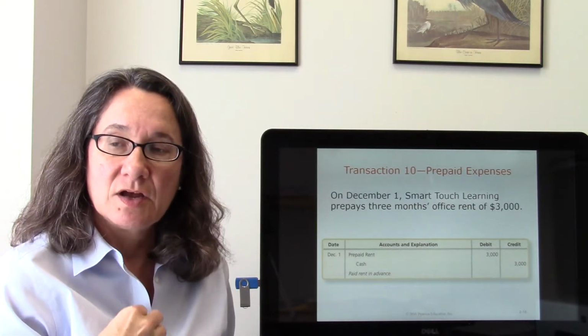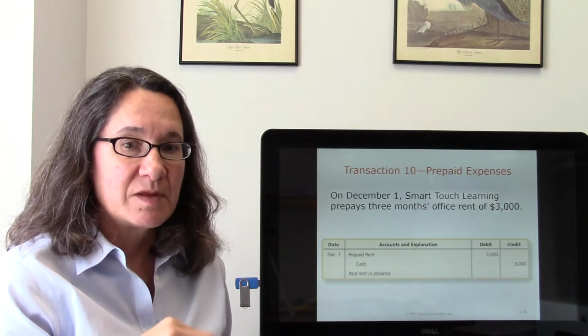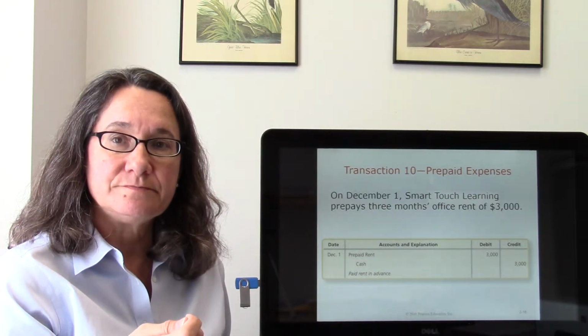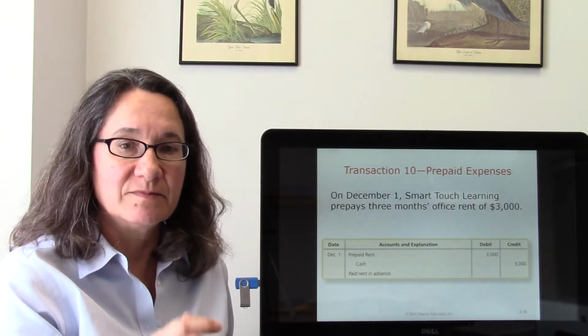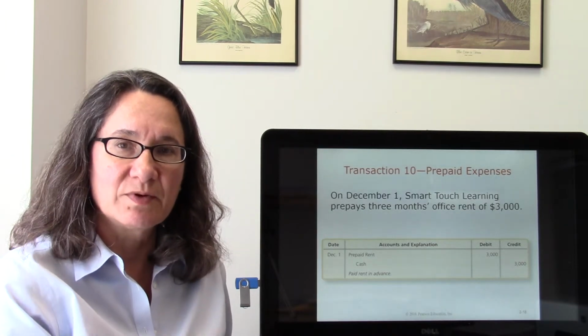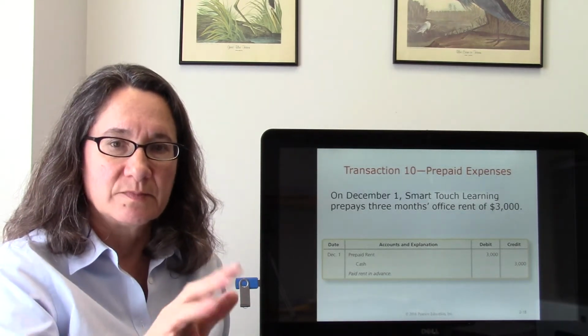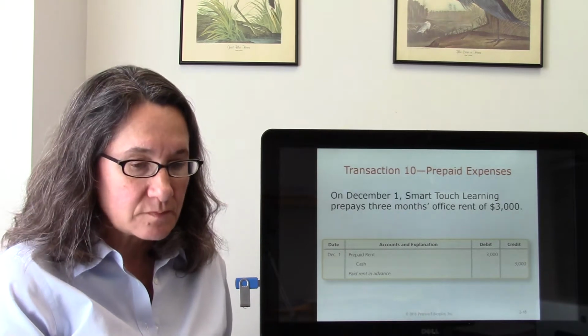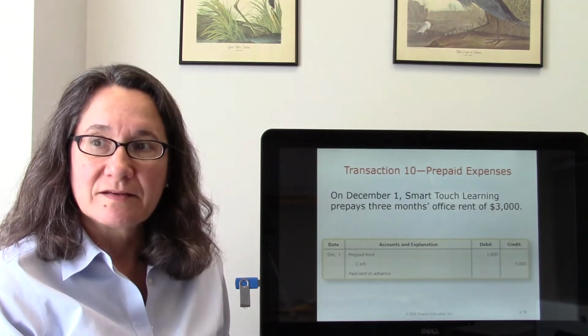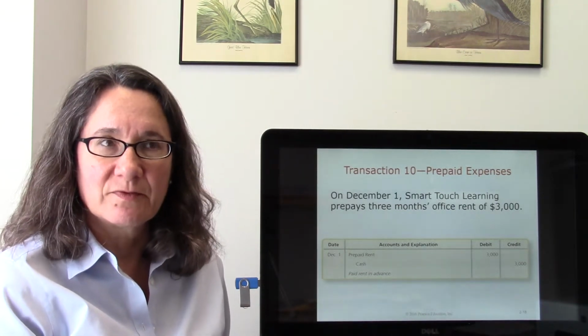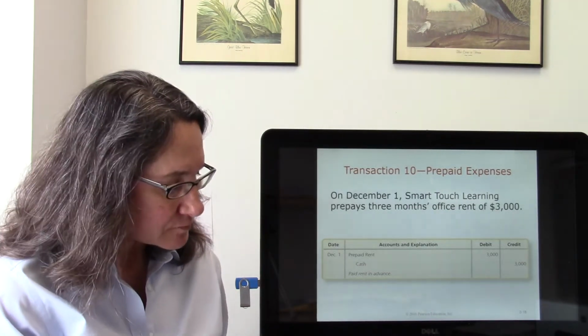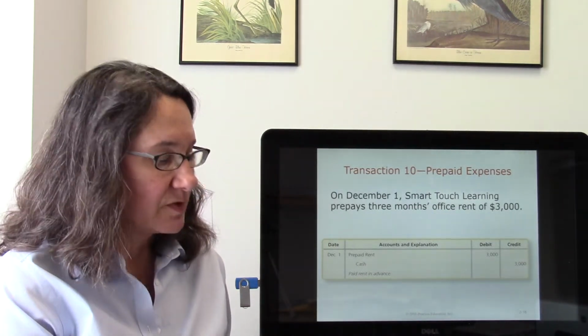So don't confuse them with expenses. Like, right, if I go out and I pay for some advertising and I pay $50 to put an ad in the newspaper, that's an expense. It's there. But if I pay 6 months of rent up front, well, that's going to have future value. All right, so let's start with prepaid expenses.